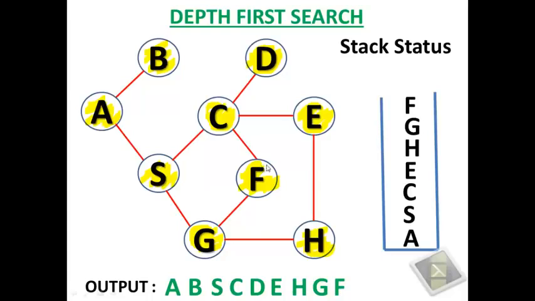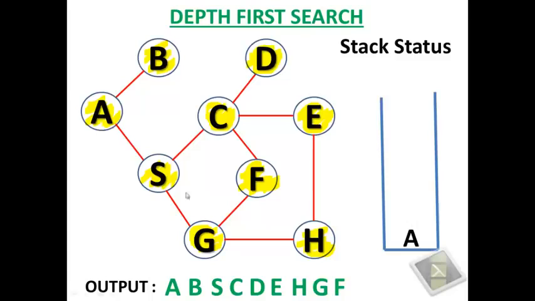Now F is the top symbol of the stack and F has both C and G as visited adjacent nodes, so we'll pop it off. Similar is the case with G, we'll pop it off. Similar is the case with H, E and C. So we'll pop H, E and consecutively C.